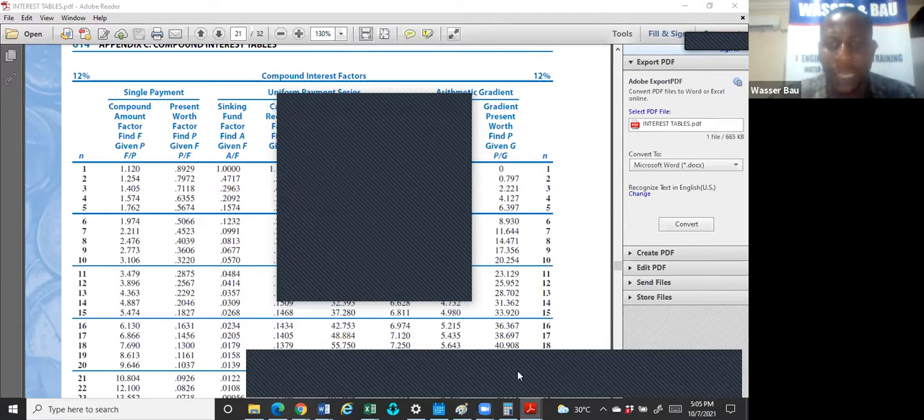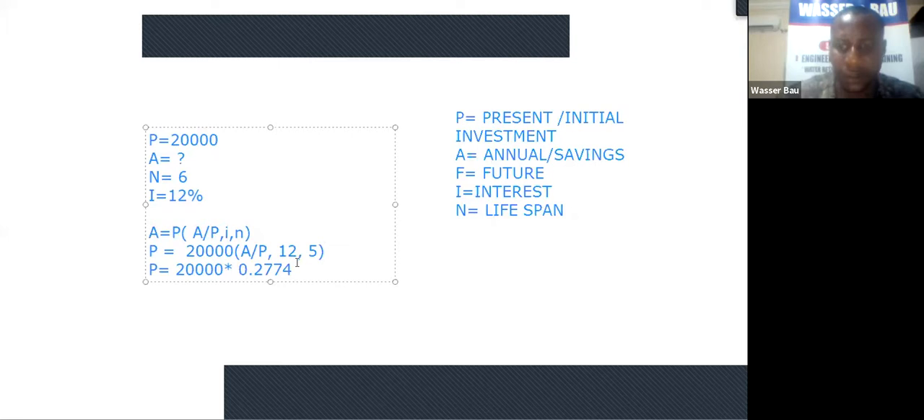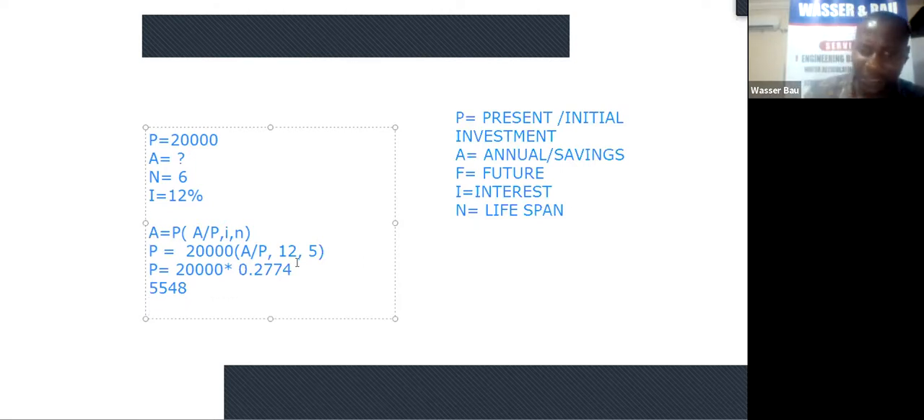So in other words, I will now come here and multiply 20,000 by 0.2774. And that's giving me 5548. It makes sense. 5548. So what is the meaning of this? It means that if this investment cannot give me 5,500 and above, it is not worth it.